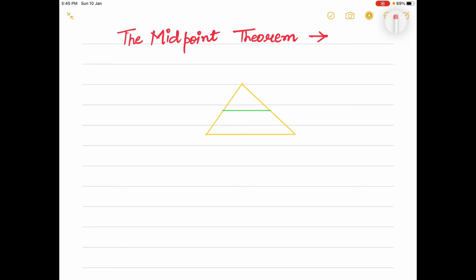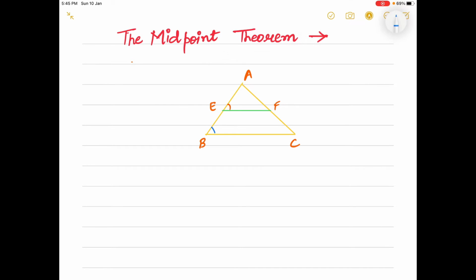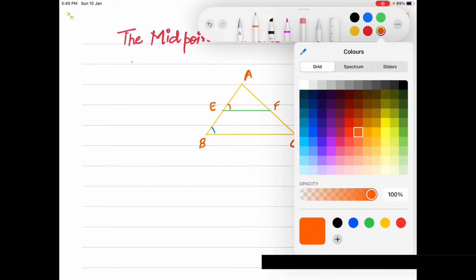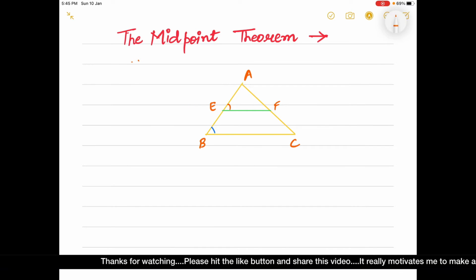First, let's take this triangle as A, B and C, and E and F are the midpoints of side AB and BC. Now let's take a triangle, angle AEF, and another angle as ABC. So if you have to understand the midpoint theorem, you can see that the measurement of angle AEF and angle ABC will be equal to each other.